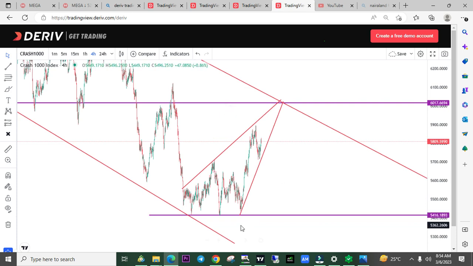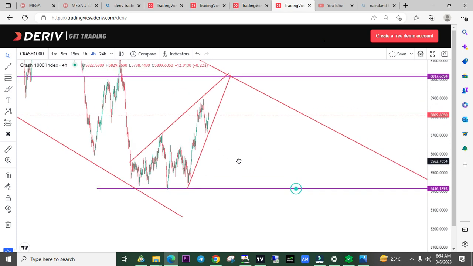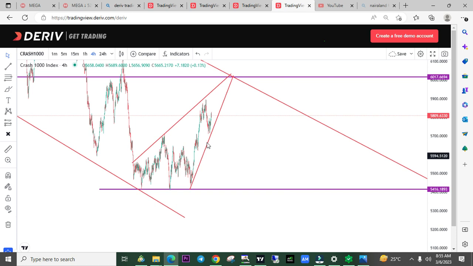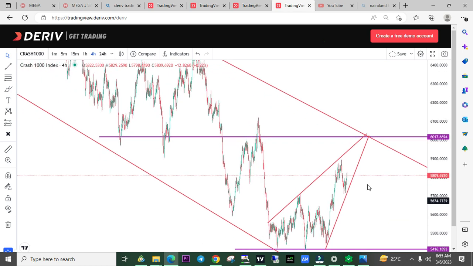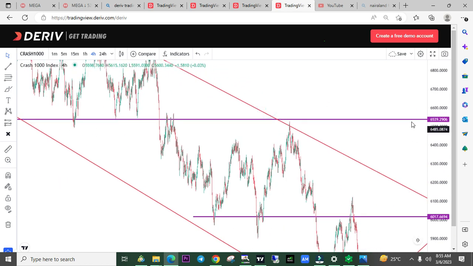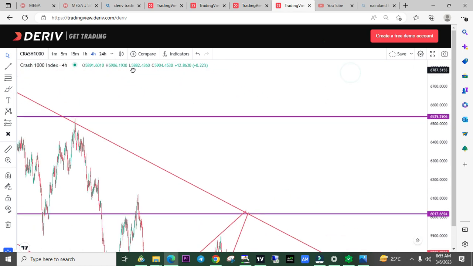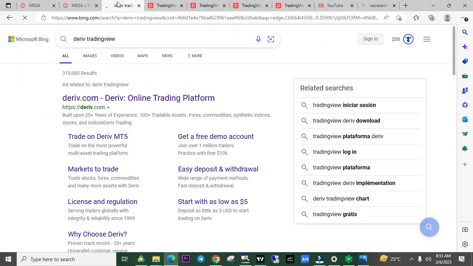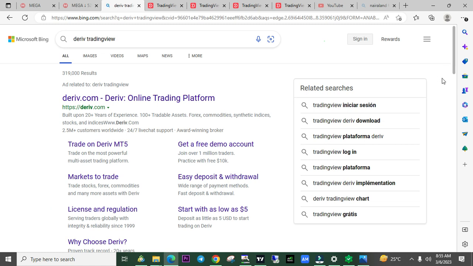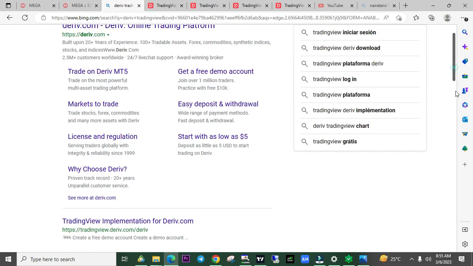Then I will still be looking for entry at this zone or breakout from this or at this zone. So that is how simple this setup is. Remember, let me just check just new. Let's look for new things so that we can do this together.